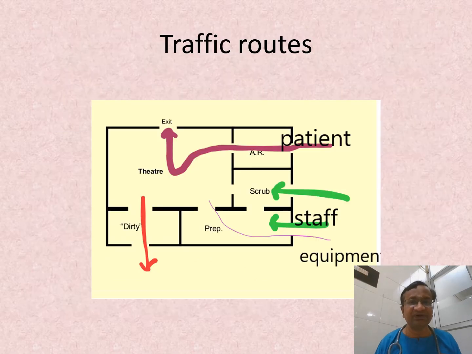Laminar flow systems. What is the traffic route? The patient should come in here, go to the operation theater here, and exit here. The scrub staff should come here, scrub and go in. The dirty should go out like this. This is the basic traffic route of an operation theater. The dirty should not go in like this and go out like this. The disposed material should not go in like this. So it should come like this.